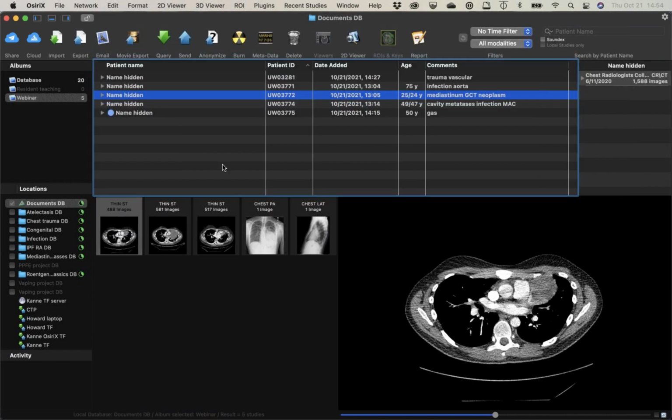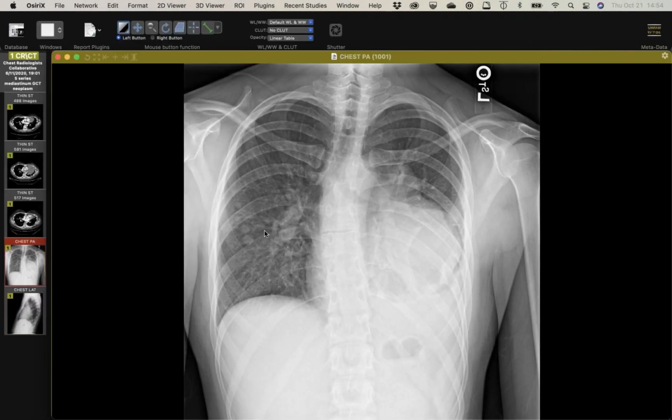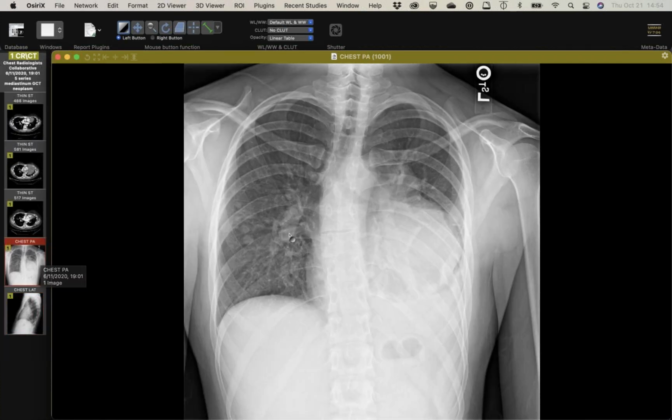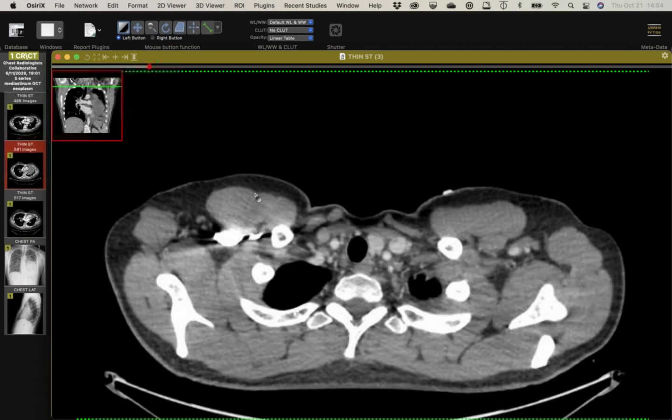All right. So this is a nice case. This is a 20-something-year-old young guy who presented with chest pain, and you can see there's a large mass in the mediastinum, and we've got several lung nodules on the right. Here's the lateral, so it's located anteriorly. So at his age, thymic neoplasm is pretty low on the list. Lymphoma would be a little unusual, but got to get a CT scan, and they did.